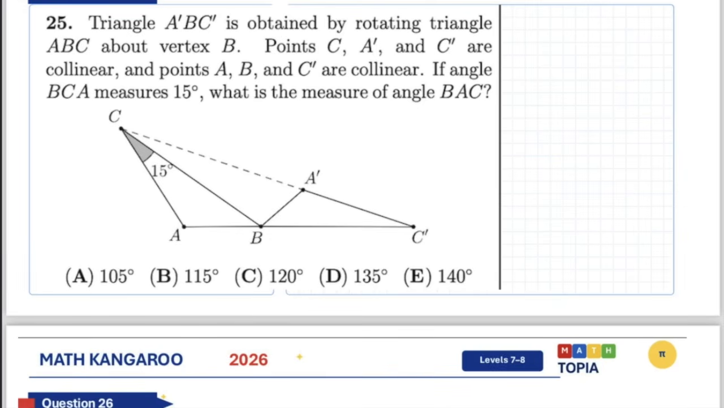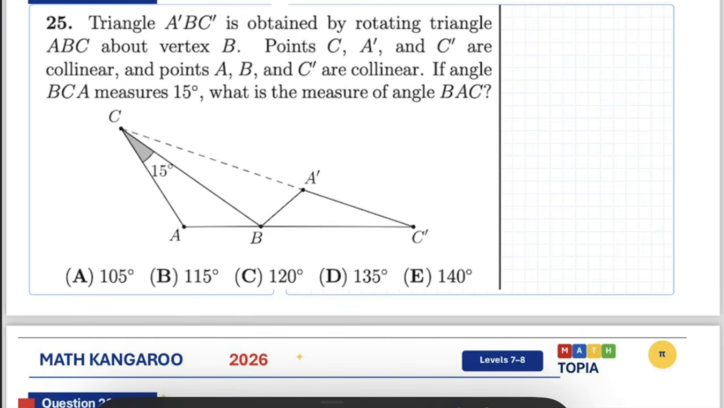Triangle A prime, B, C prime is obtained by rotating triangle ABC about vertex B. Points C, A prime, and C prime are collinear, and points A, B, and C prime are collinear. If angle BCA measures 15 degrees, what is the measure of angle BAC?